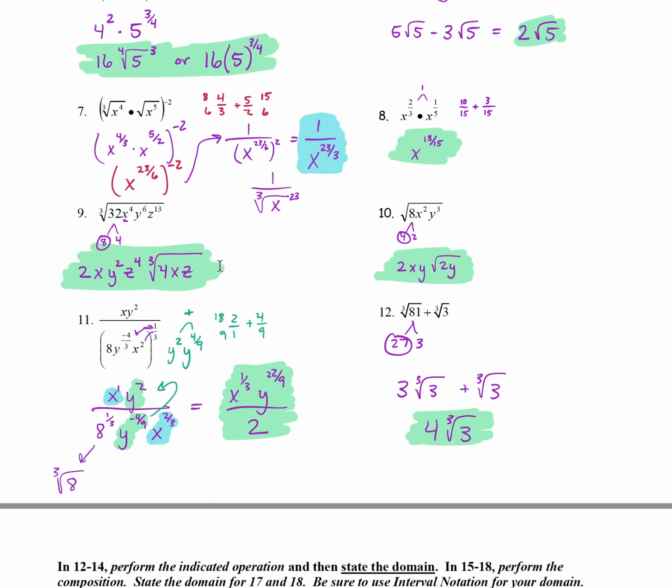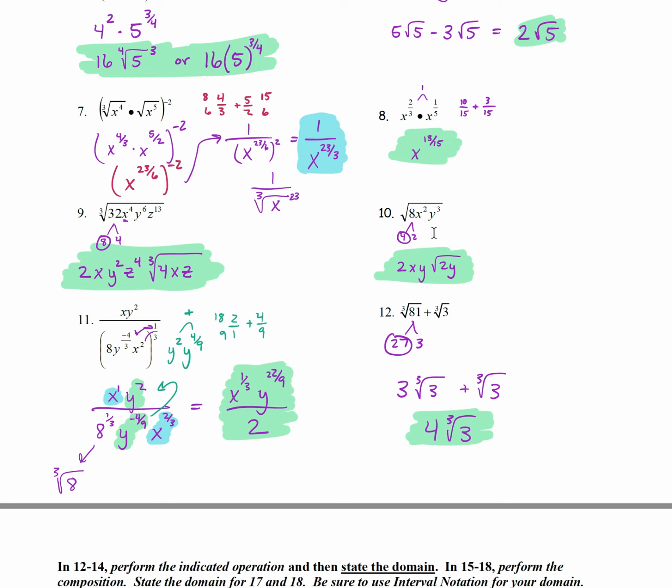Number 9, we are going to split up this 32 into 8 and 4 because we know the cube root of 8 is 2. We're going to take out 3 of the x's and make it an x. We're going to take out all the y's. The cube root of y to the 6th is y squared. We're going to take 12 of the 13 z's. The cube root of z to the 12th is z to the 4th. And then we left behind a 4, 1x, and 1z, which just needs to stay here under the cube root still.